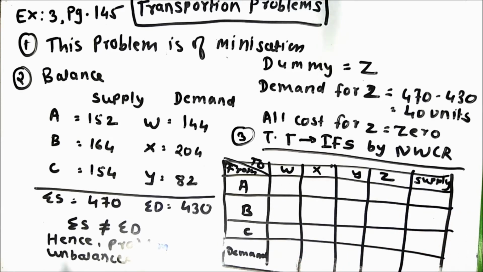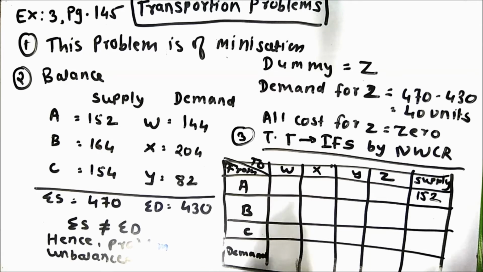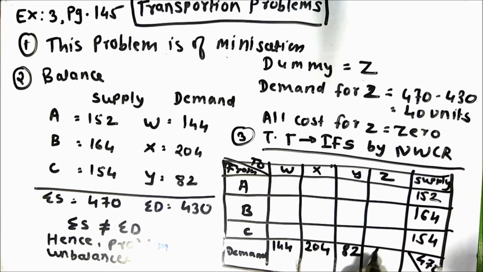Now let me write the demand and supply side. For A, supply is 152. For B it is 164. For C it is 154, which comes to 470. Like this, for W we have 144, for X we have 204, for Y we have 82, and for Z, which is the dummy, the difference is 40. So let me write the 40 here.